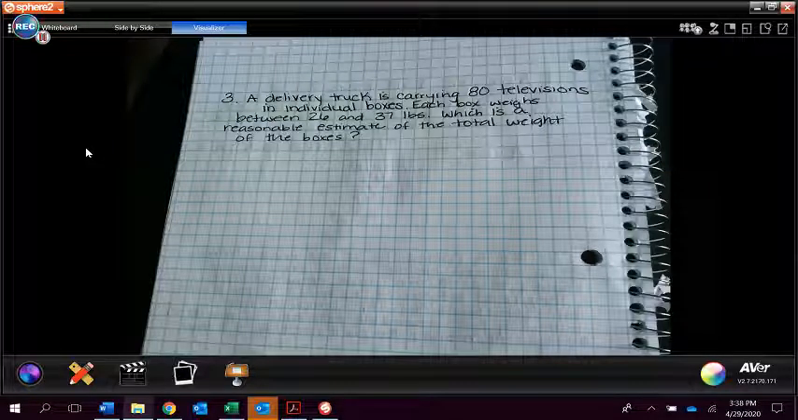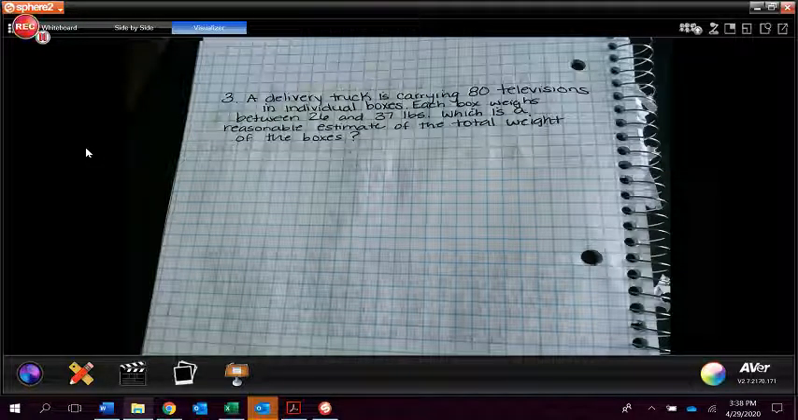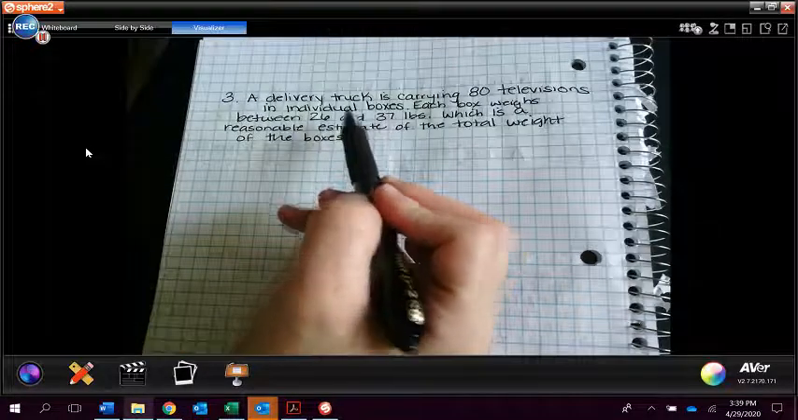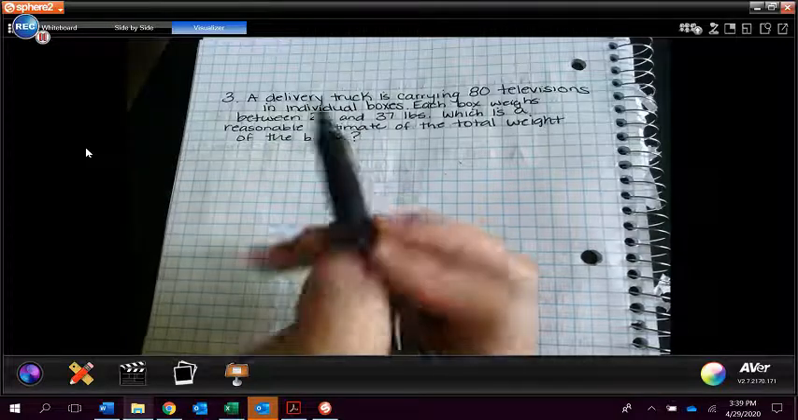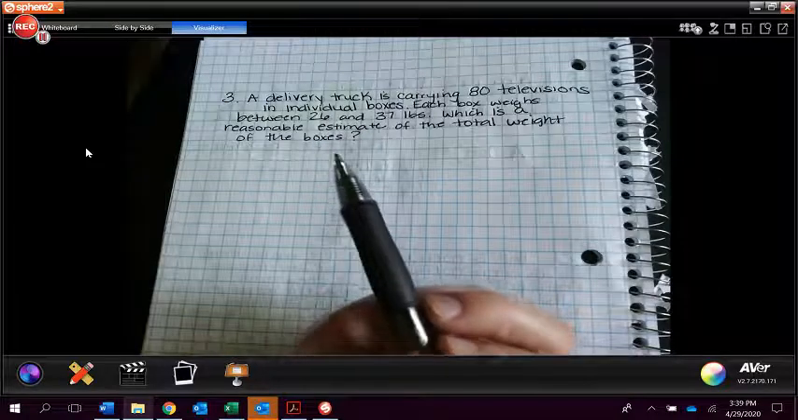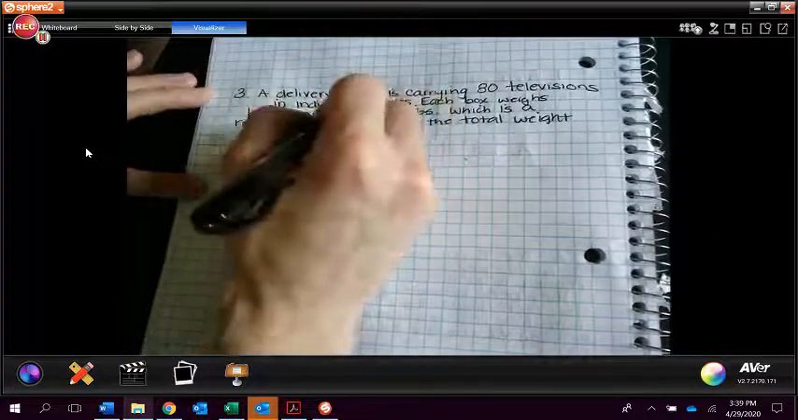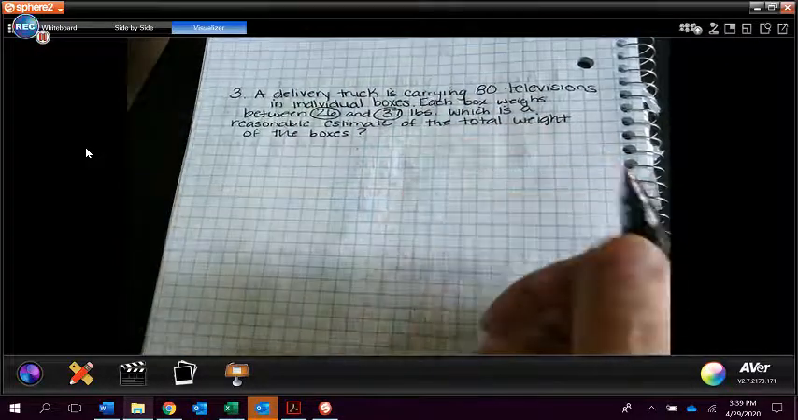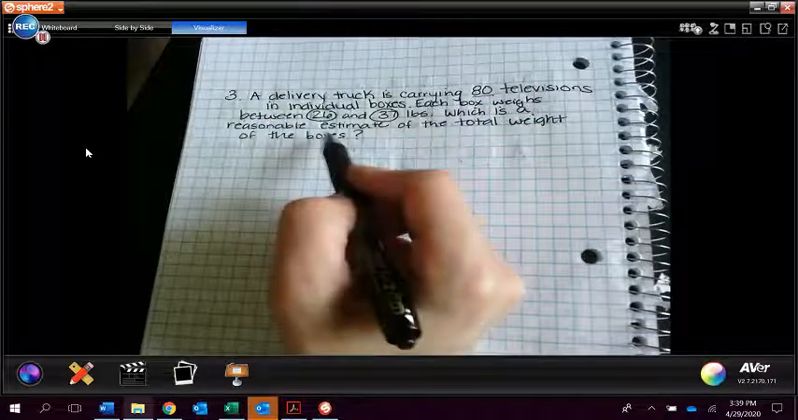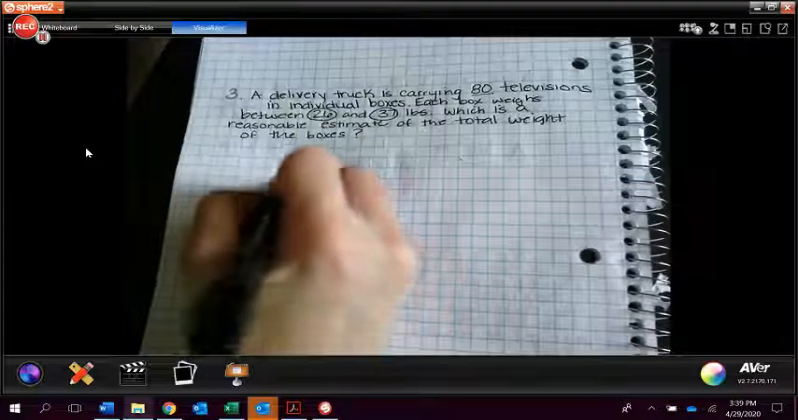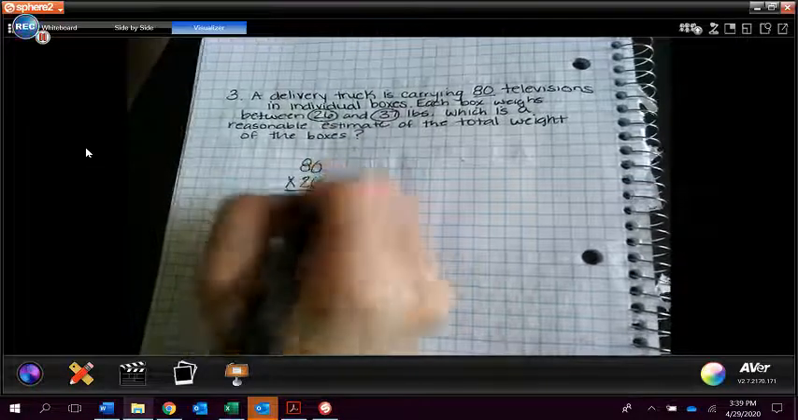So if there's 80 televisions, we can do this 2 ways. You can either try to find the number in between 26 and 37 to just kind of use that number as if that is the weight of the TV, or we can work on it the way we did earlier in our problem number 2. We're going to take both numbers and we're going to be multiplying them by 80. So let's pretend each box is 26 pounds. So we're going to do 80 times 26, and we're going to work this out.